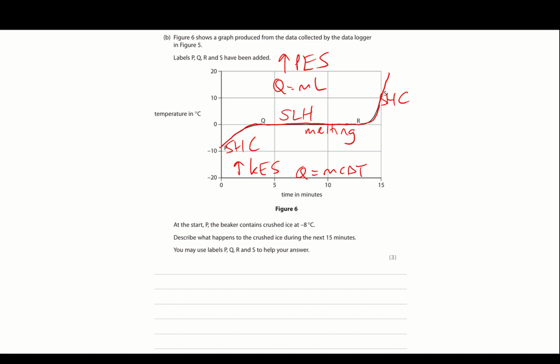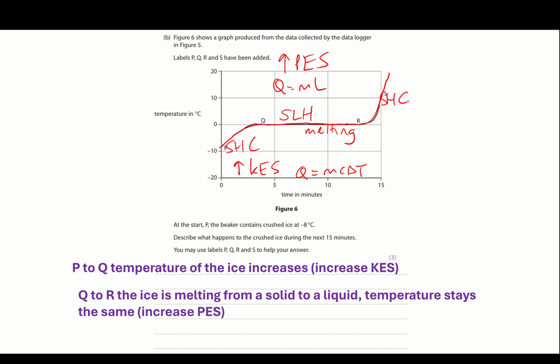So at the start, P, the beaker contains crushed ice. Describe what happens during the next 15 minutes. So P to Q, the temperature increases, and I could say from 0 to about 4 minutes. So the temperature of the ice increases, we've increased the kinetic energy stores. Now we're going to talk about the next part, Q to R. So Q to R, the ice is melting from a solid to a liquid. The temperature stays the same. And if you wanted to show off, we've increased the potential energy stores.